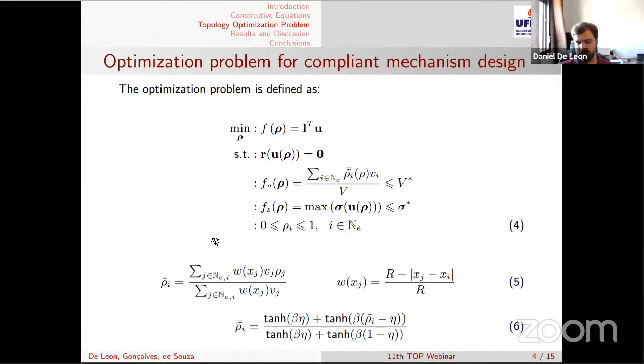In order to get topology designs as sharp as possible, we are using a projection scheme on the density filter variable, equation 6. It's not the goal of this work to obtain sharp topologies, but in stress-based problems, it's important to get them as sharp as possible. So we are using this equation 6, this projection scheme that's very well known in the literature for topology optimization problems as well.